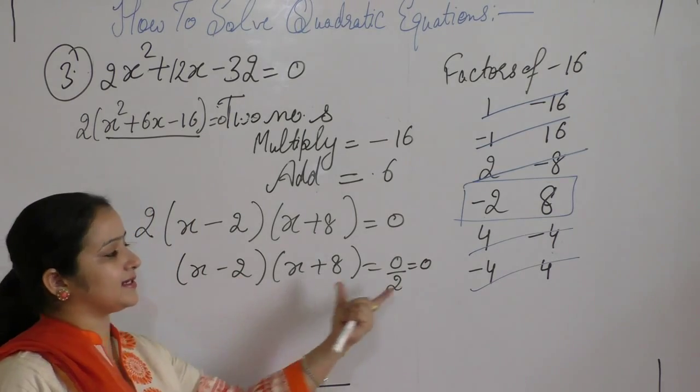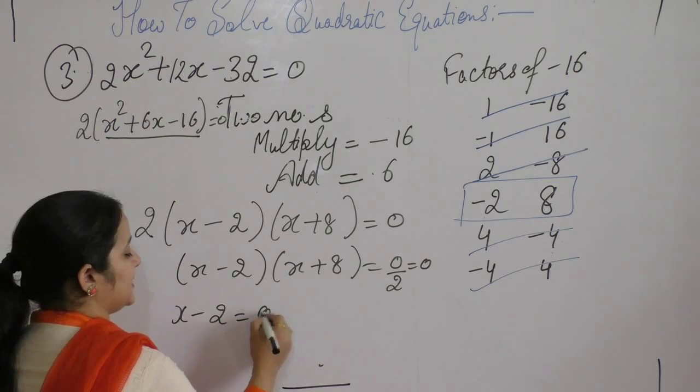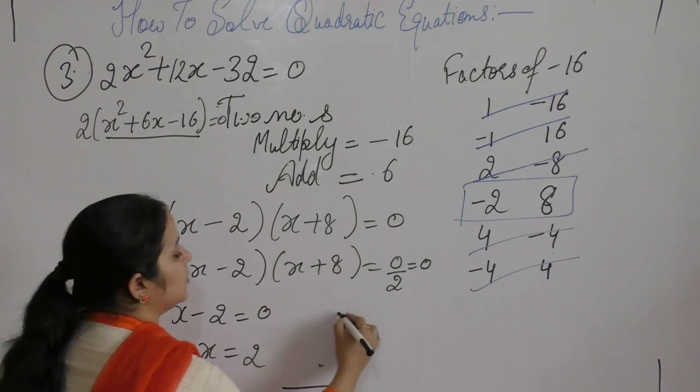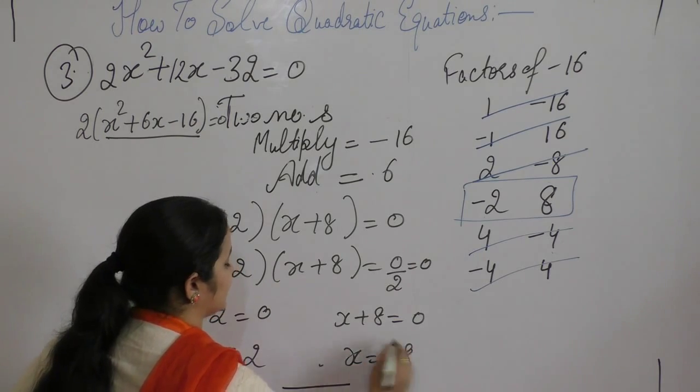Now put these factors separately equal to 0. So x - 2 = 0, so x is 2. x + 8 = 0, so x is -8.